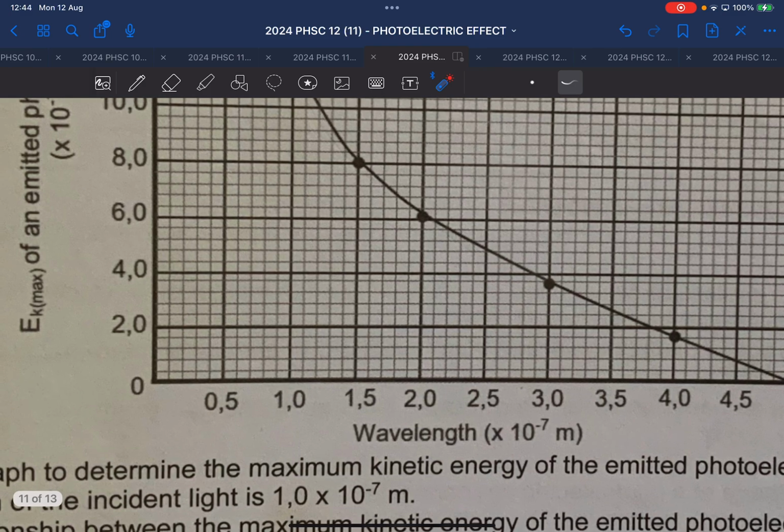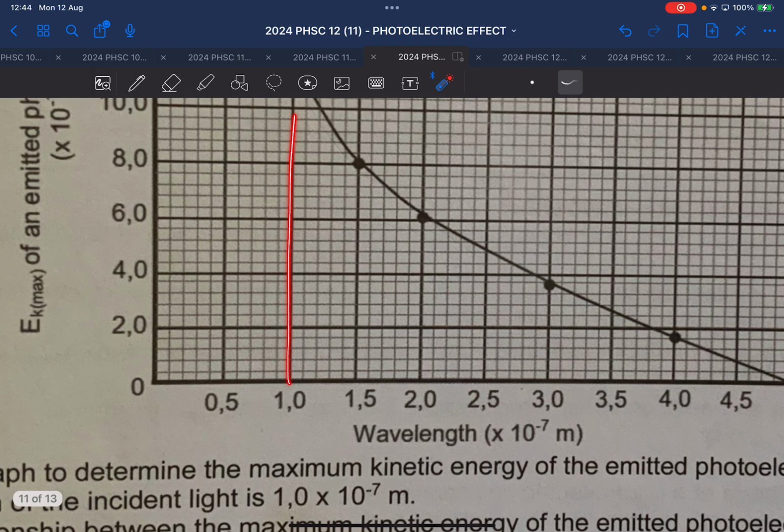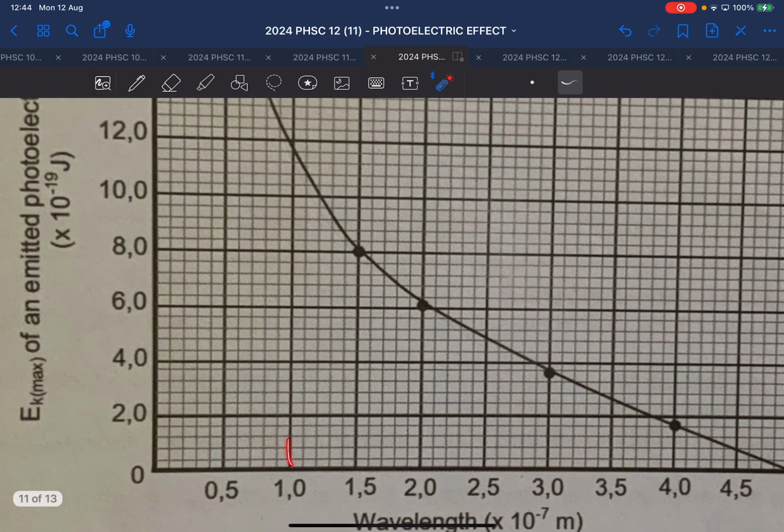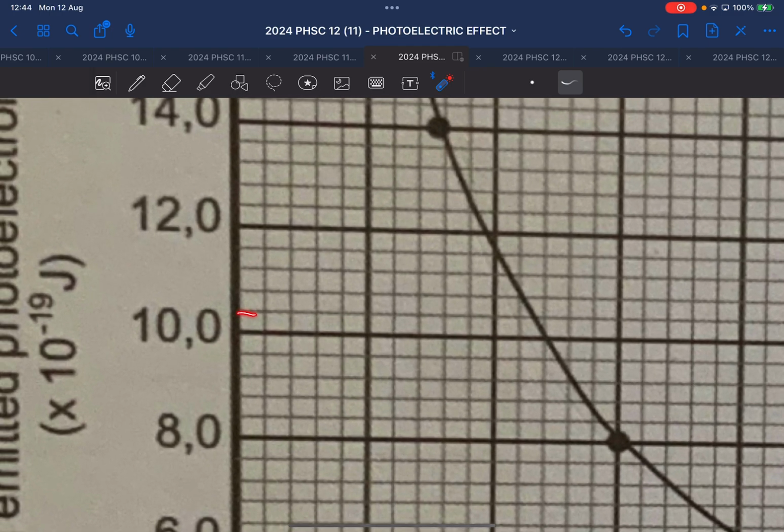Okay. They asked for 1 times 10 to the power 17. Go up. There it is. But it's not exactly on 12. It's just below it. So there's how many lines? 1, 2, 3, 4, 5 lines. What's the difference from there to there? 2. 2 divided by 5 gives you 0.4. So this is 10.4, 10.8, 11.2, 11.6.